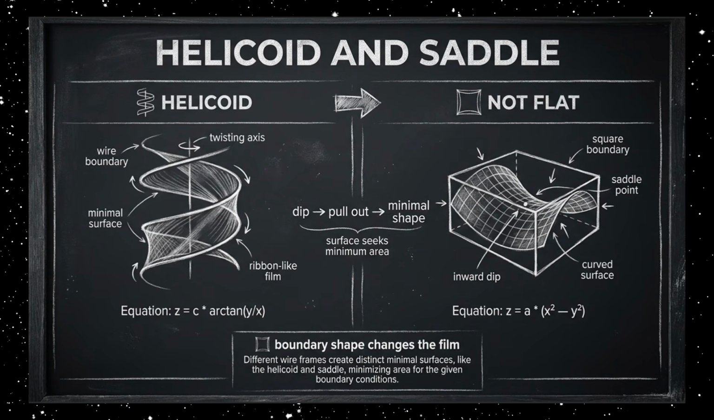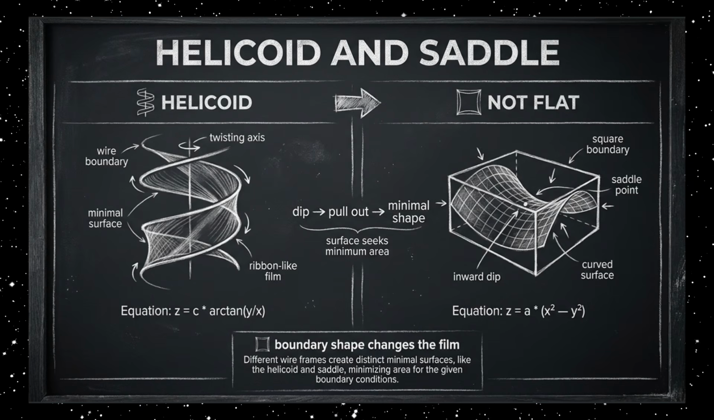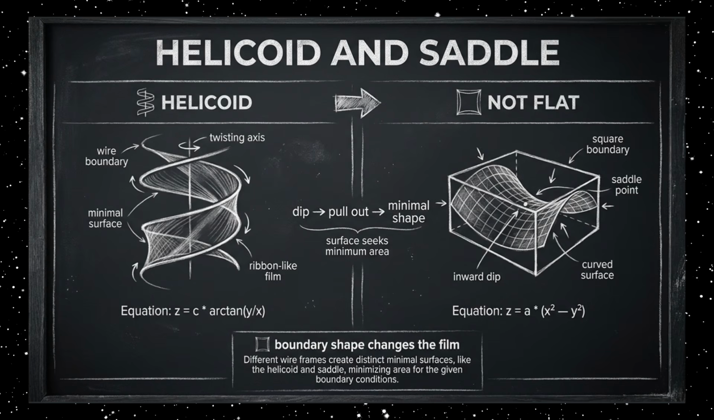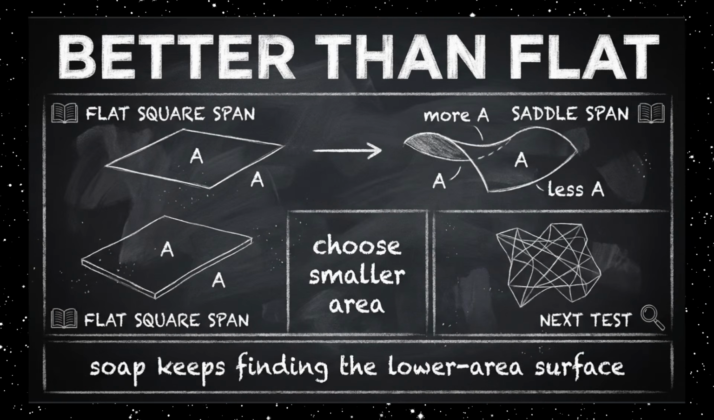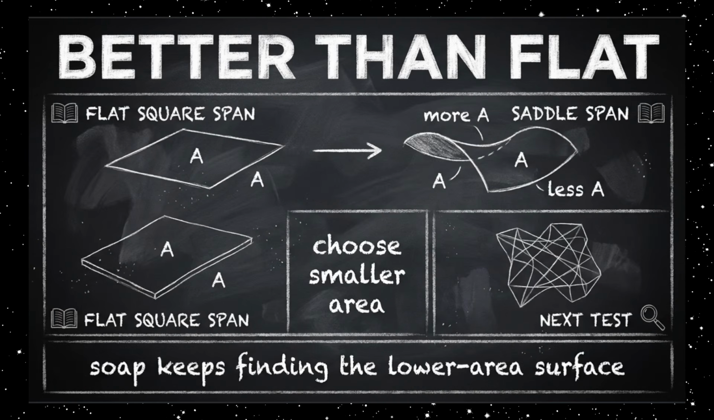Or bend the wire into a square frame. You don't get a flat square. You get a surface that dips slightly inward, curving like a saddle, because that saddle shape actually has less area than a flat square would. The soap found the better answer.